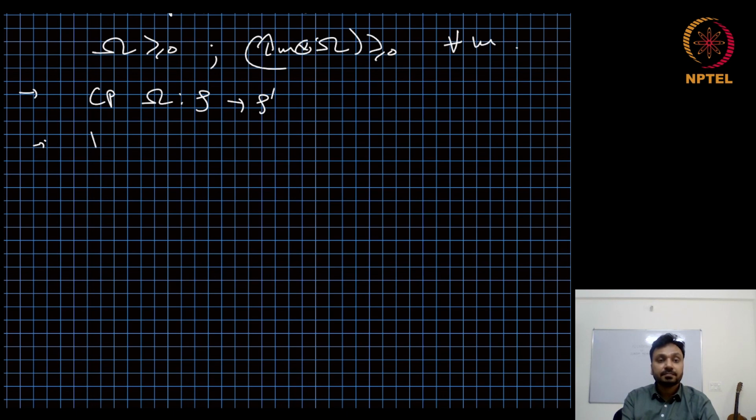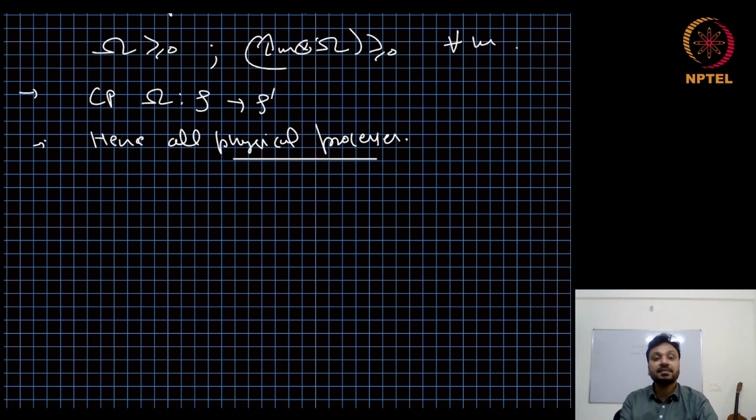Hence, all the physical processes can be represented by CP maps. Because a physical process will always take a state of a quantum system and map it to another state of a quantum system. So in that way, it's a map which maps positive operator to positive operator, and hence it can be represented by a completely positive map.